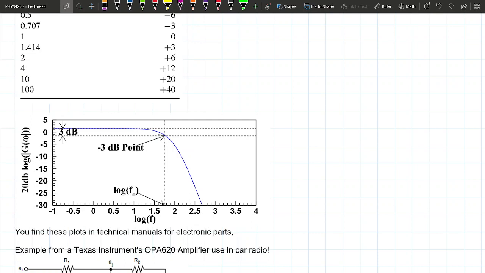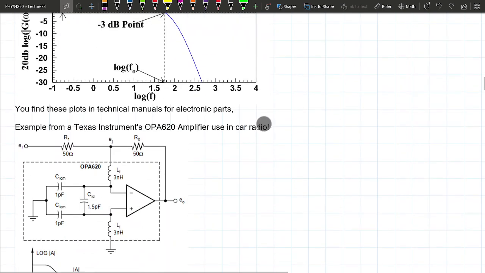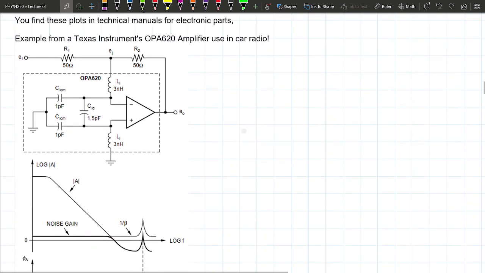An example of this, just to show you people still use this: if you go to the Texas Instruments website, some of you probably have Texas Instruments calculators. Not only do they make calculators, they make a lot of computer chips and amplifiers. There's this chip called OPA620. It's a fast amplifier that we use to amplify signals here.